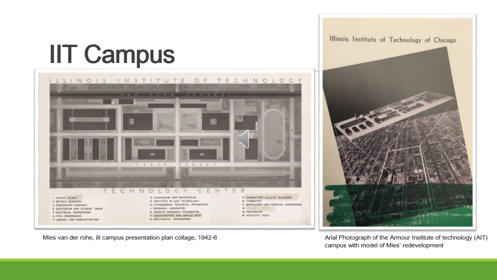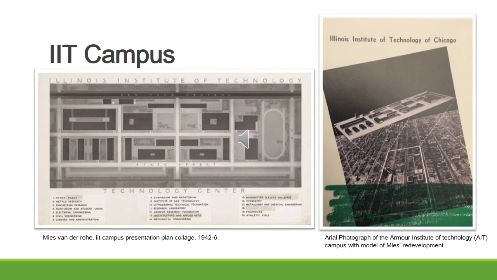In 1930, Mies became the director of Berlin's Bauhaus, serving as its leader until it was forced to close in 1933 under pressure from the Nazi government. He eventually immigrated to the United States in 1937, where he settled in Chicago.